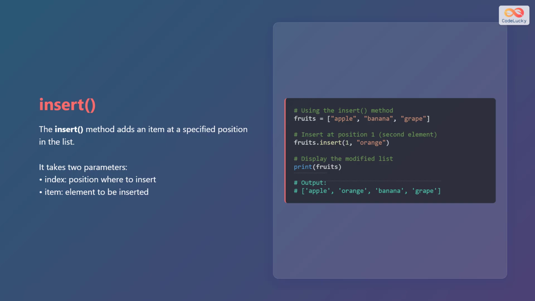We start with a fruits list containing apple, banana, and grape. We then use insert to add orange at index 1, which is the second position in the list. The output shows that orange has been inserted at the second position, shifting the other elements to the right.